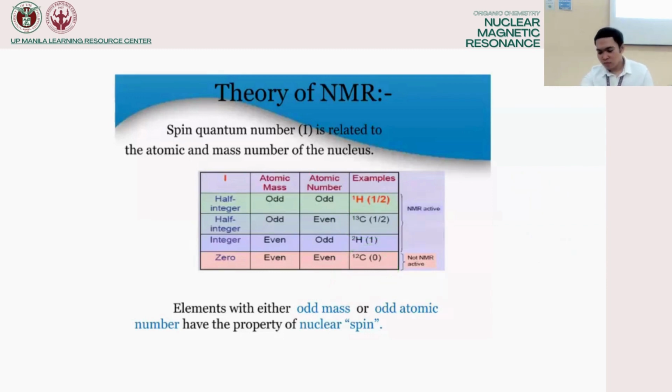Ayun. Basta odd ang kanyang atomic mass, it can spin. Or odd ang kanyang atomic number, it can spin. Kapag odd rin ang kanyang atomic mass and atomic number, it can spin, pero hindi pwede pares na even. Ayan. Carbon 12, hindi iikot yan when subjected to a certain magnetic field. Okay.